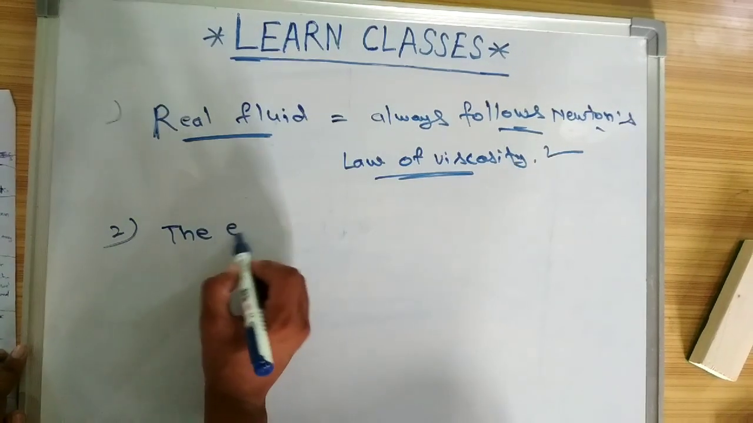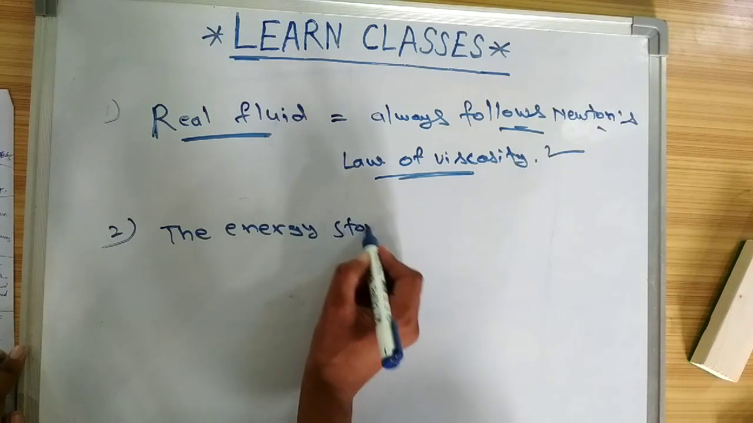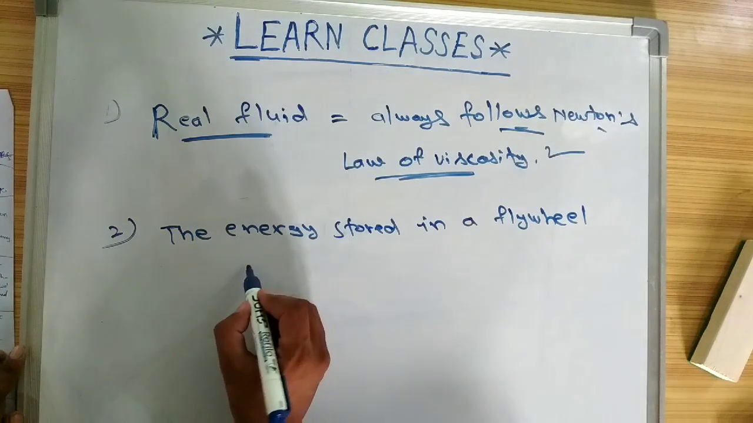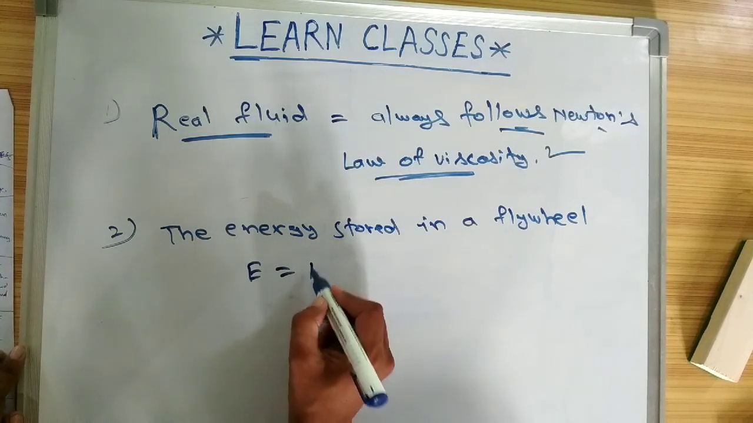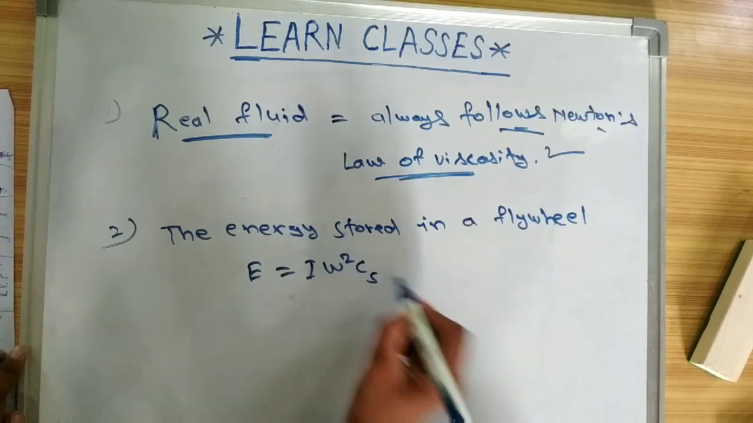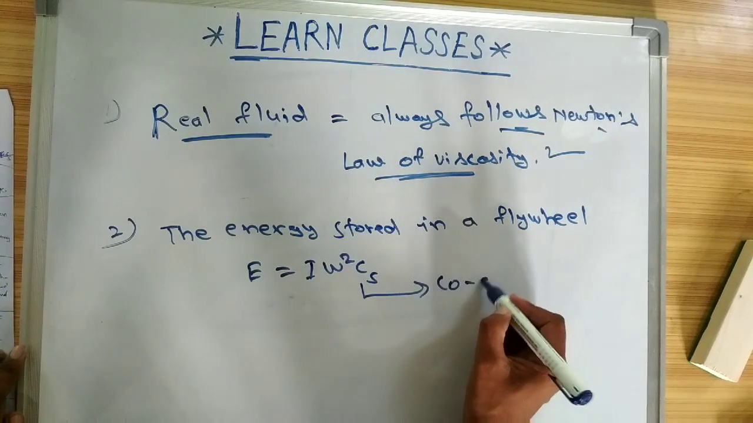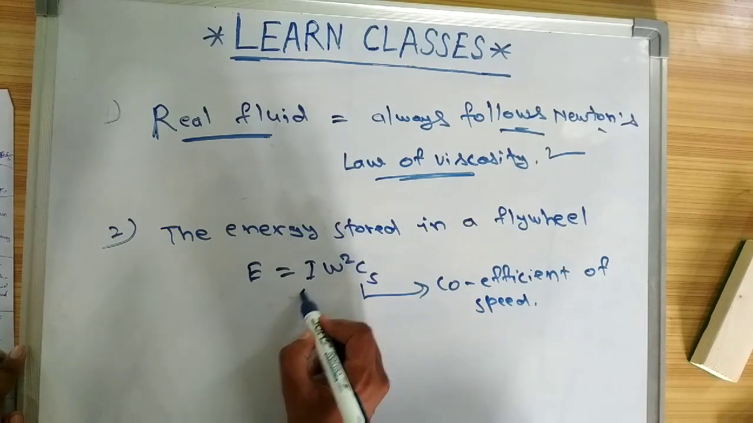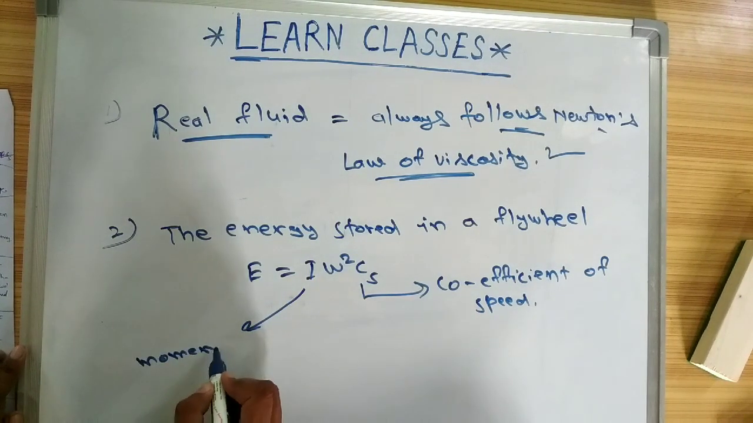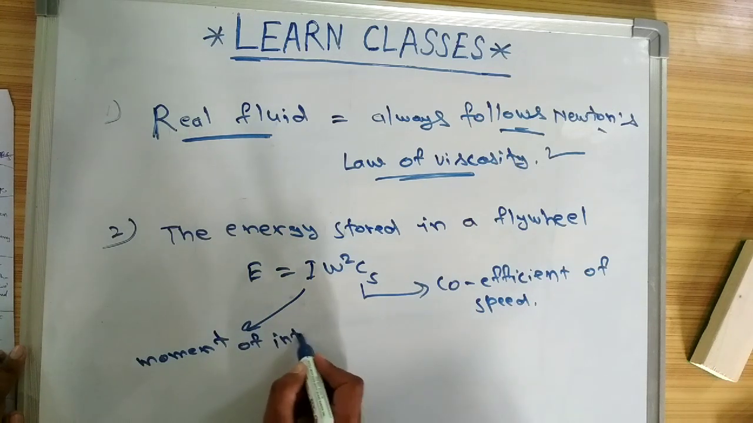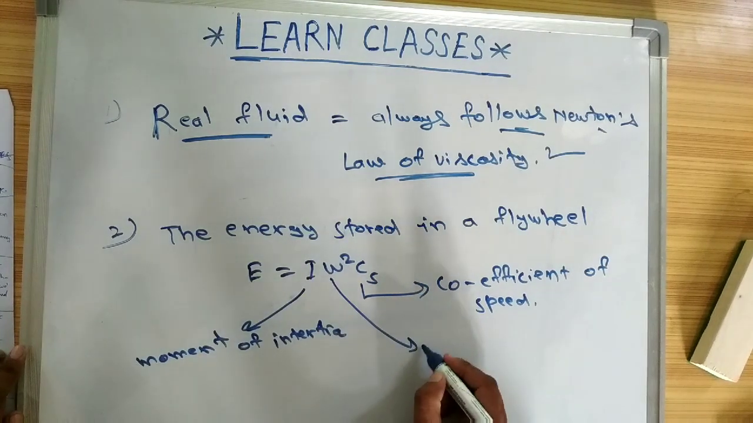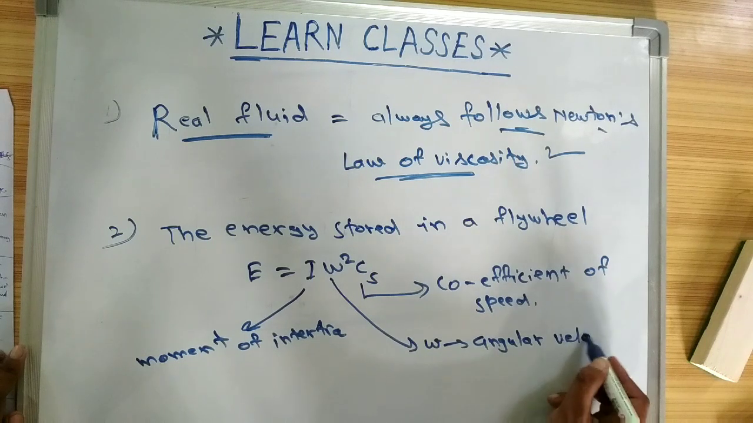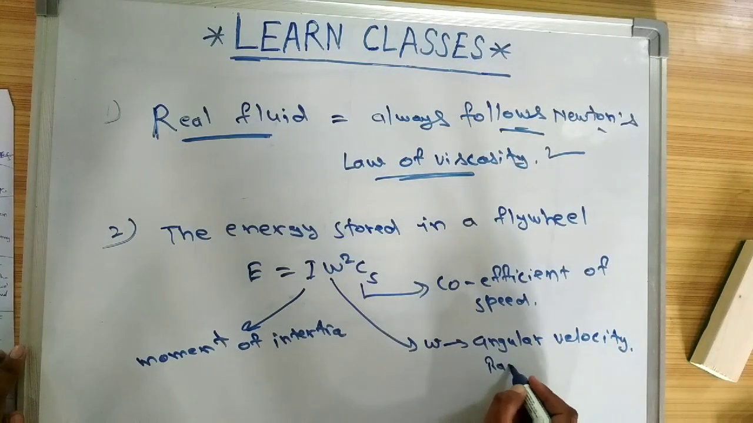The energy stored in a flywheel is equal to I omega square Cs, where Cs is the coefficient of speed, I is the moment of inertia, and omega is angular velocity in radian per second.